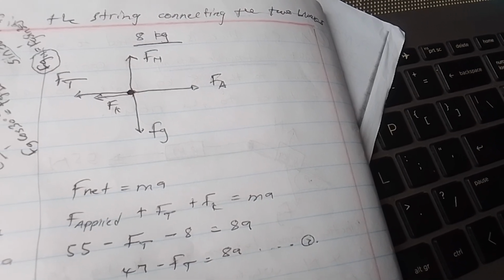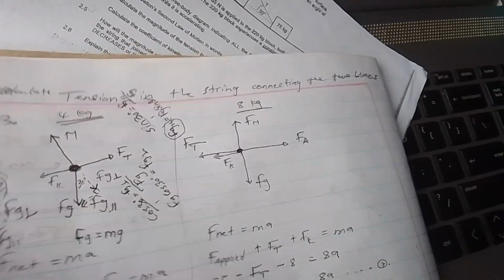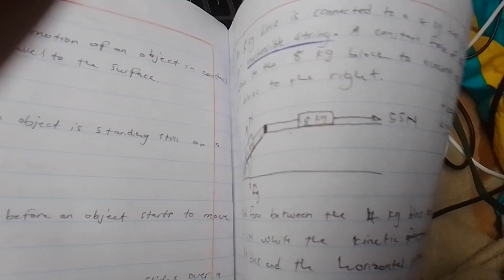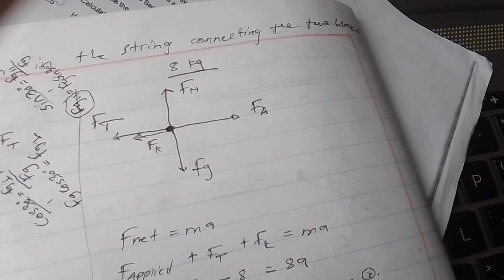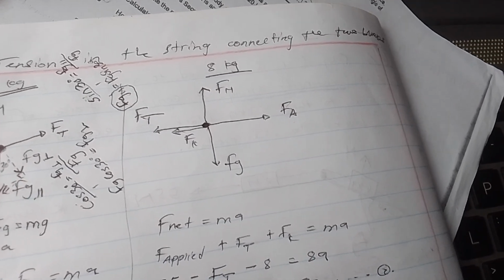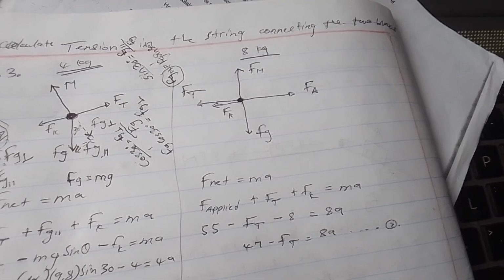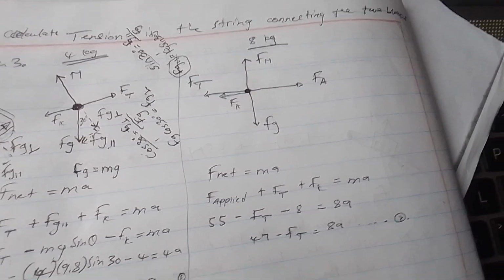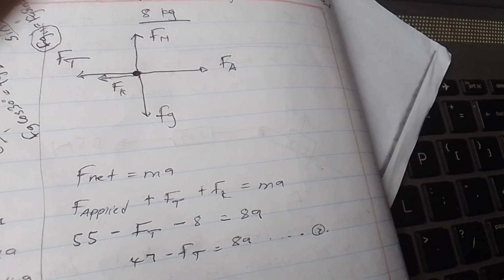When doing this question, just make sure that you draw the first diagram, the one with our 55 newtons here, and then draw your free body diagram, so that when doing these questions you are not disturbed and you don't get confused. Just always do it like that.